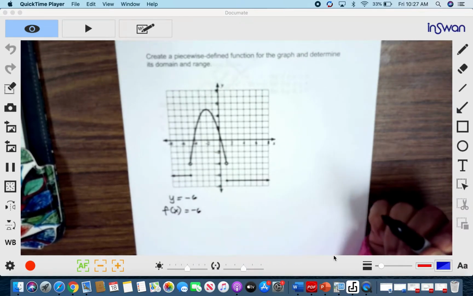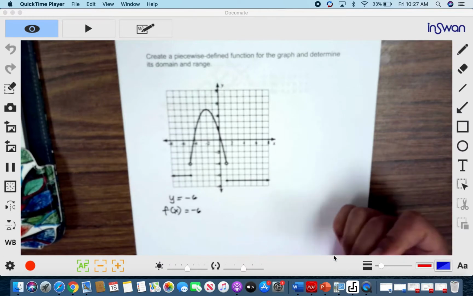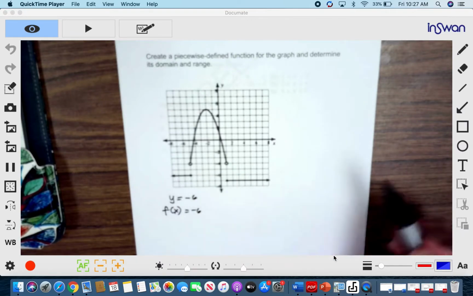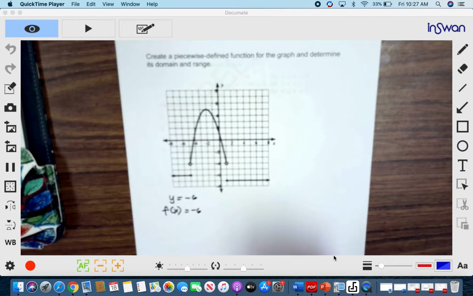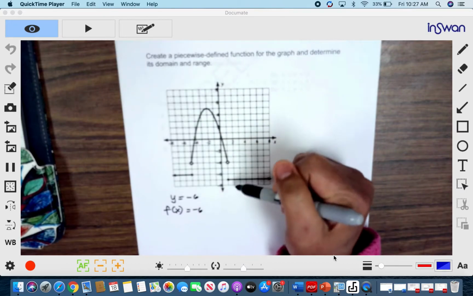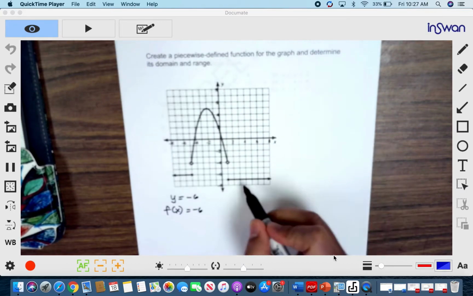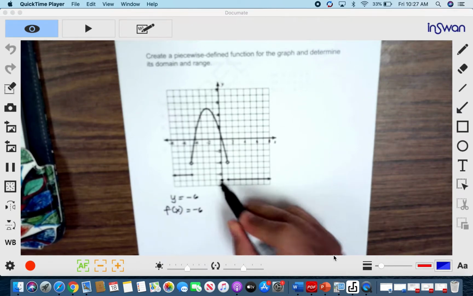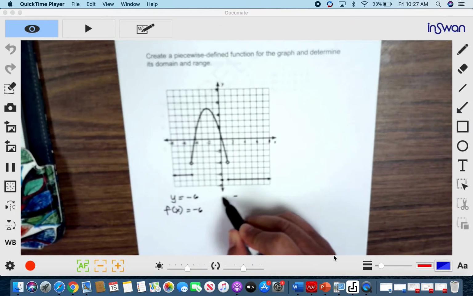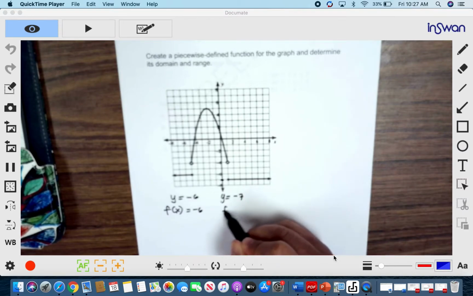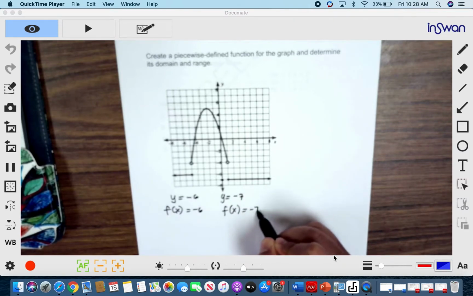So all horizontal lines have the equation y equals a number because the values of y in their graph will always be the same. Okay, if it's a vertical, all the values of x will be the same since it's going to intersect the x-axis. So with this line here, your value of x here is -7. So therefore, your x is -7. Now, your f of x now will be equivalent to -7.